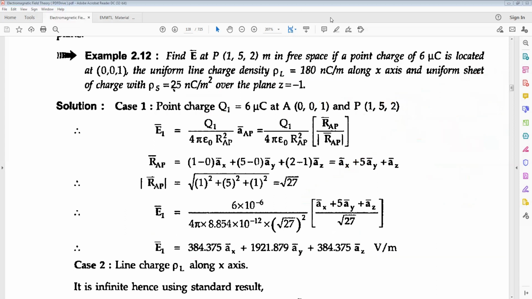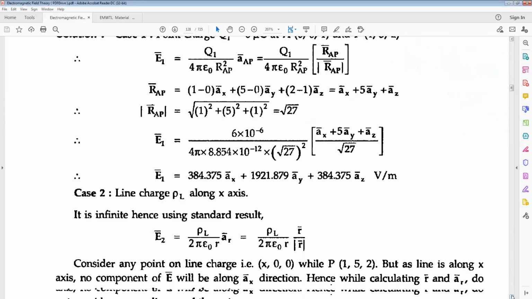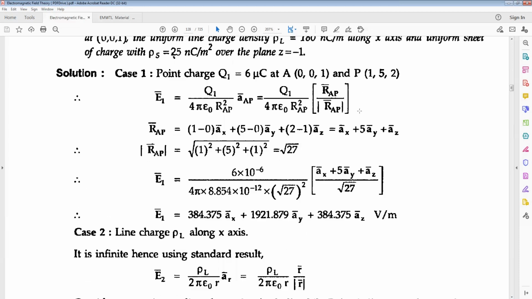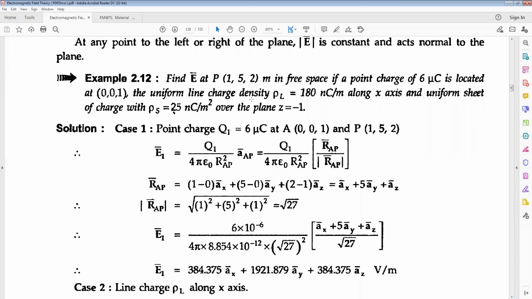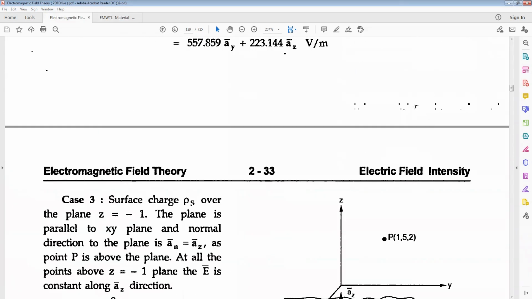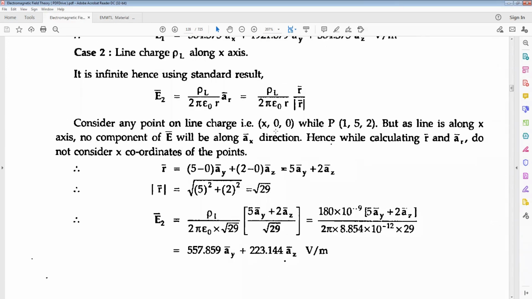Now you can find it by substituting the line charge rho L that is given. If it is an infinite line, the standard expression is rho L by 2 pi epsilon naught R into AR. What is R? They are saying that the uniform line charge rho L, 180 nanocoulombs, is along the x-axis. Along the x-axis means x has any value, and the remaining two are 0, 0.